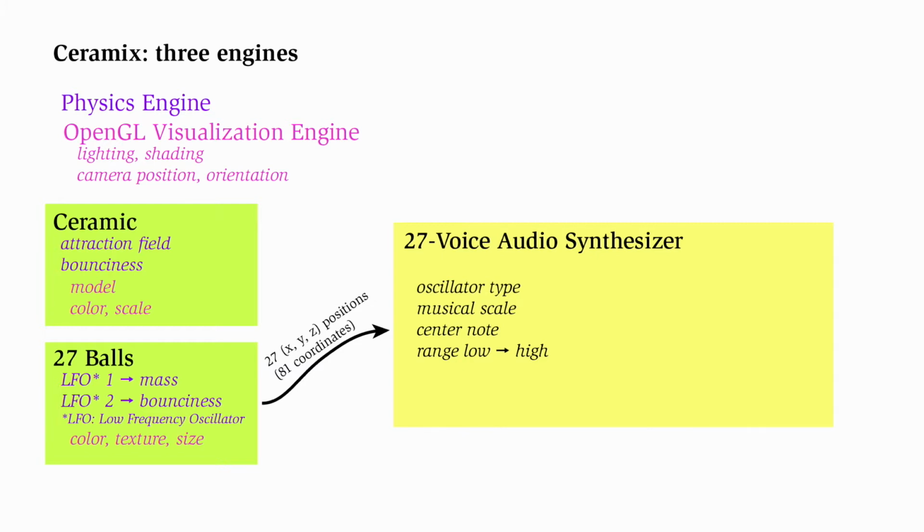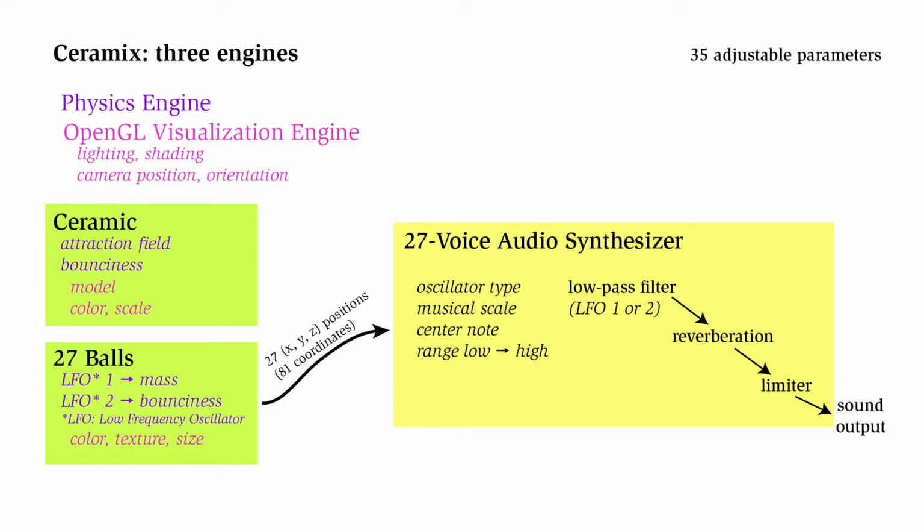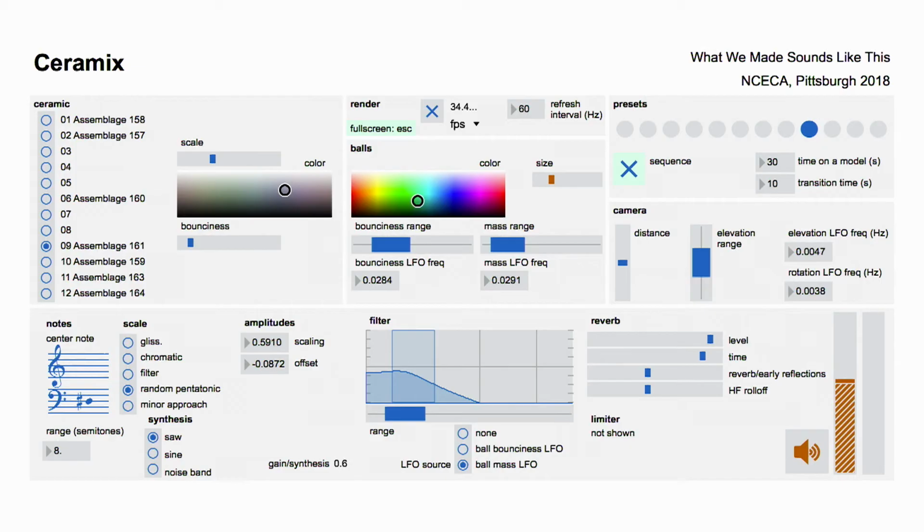And then there is some varnish on the audio engine, so low pass filter, reverberation, limiter, well. So in the end, we have a program with basically 35 parameters if we count all of them. And the interface, from my point of view, looks basically like this. So I'm going to show you and to have you hear how it sounds.